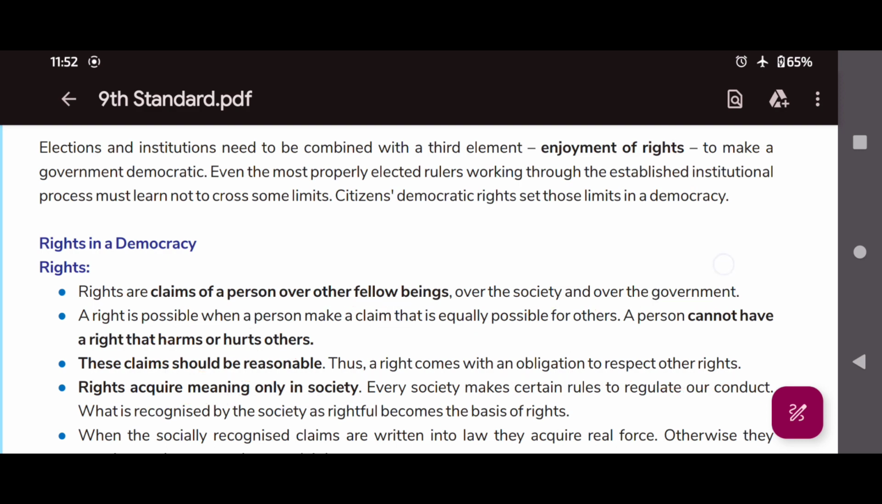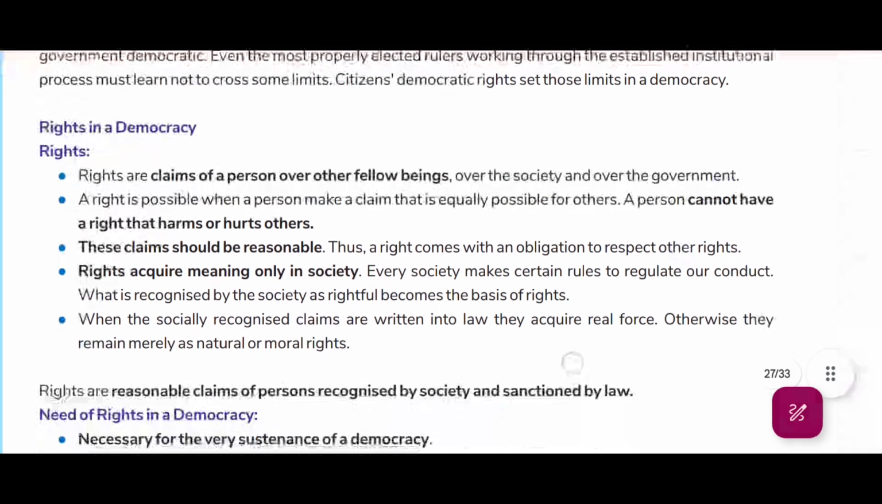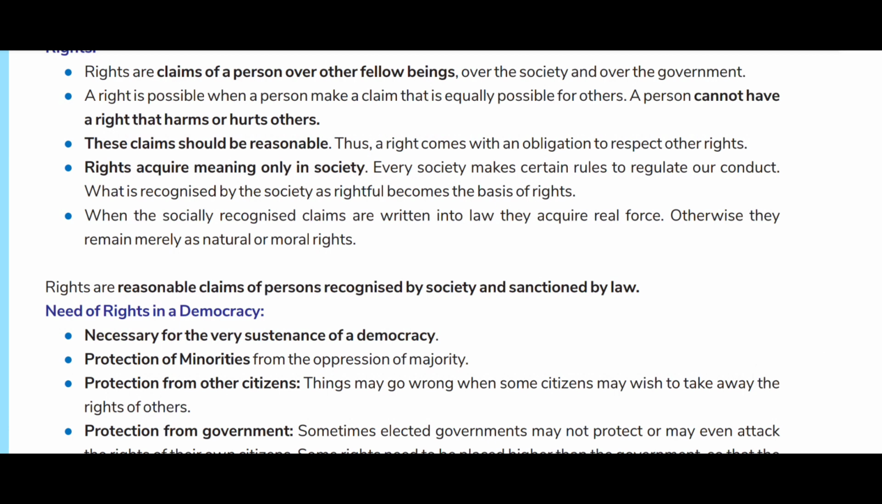Rights acquire meaning only in society. Every society makes certain rules to regulate our conduct. What is recognized by the society as rightful becomes the basis of rights. When the socially recognized claims are written into law, they acquire real force. Otherwise, they remain merely natural or moral rights. Rights are reasonable claims of persons recognized by society and sanctioned by law.